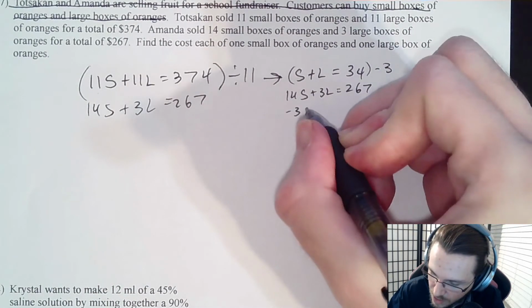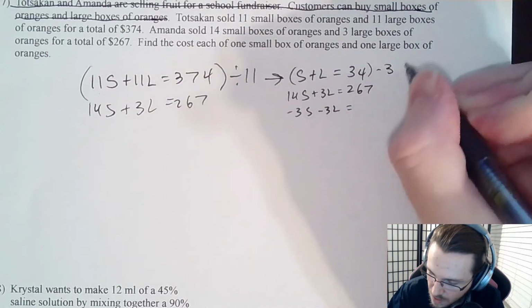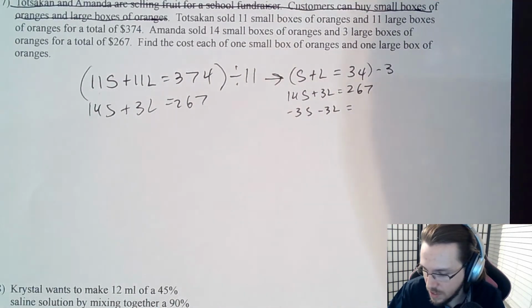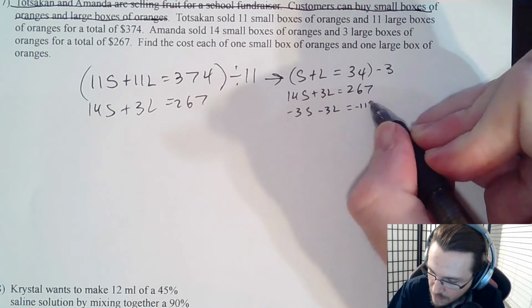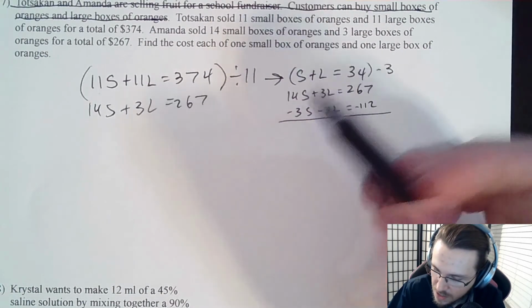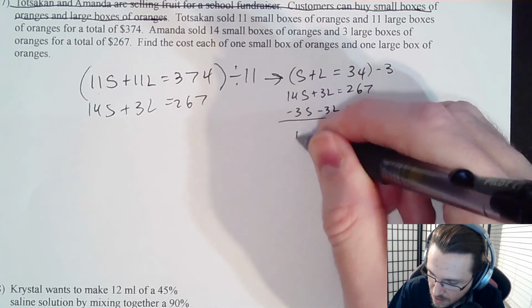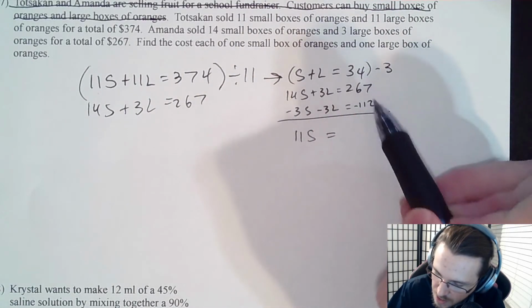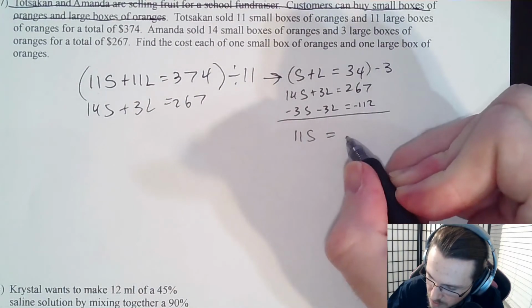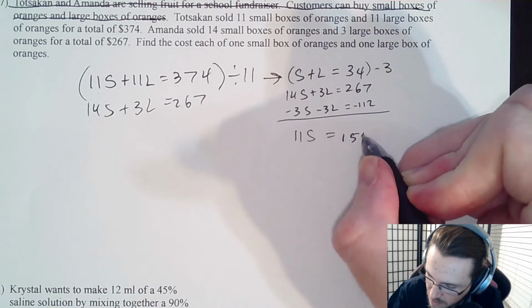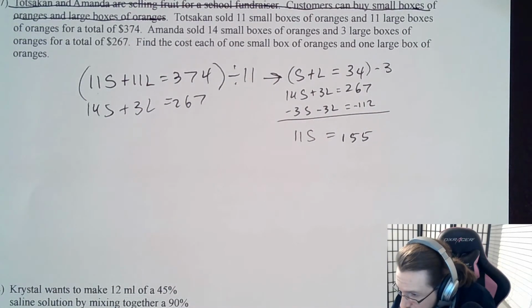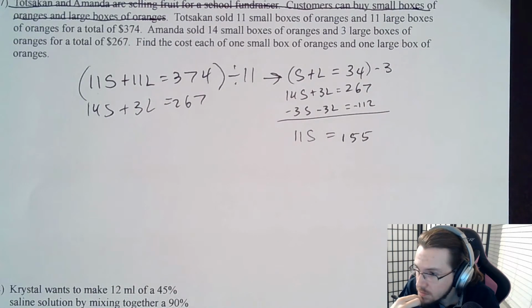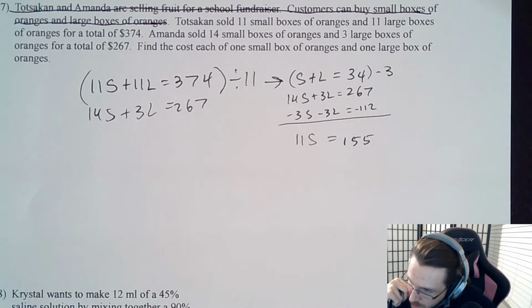So we'll have -3S minus 3L equals, and then 3 times 34, that's 90 and 12 is 112, negative. 14S minus 3S is 11S. That's 0, it cancels out. And 267 minus 112 is going to be 155. Did I do that right? I feel like I did that wrong because that doesn't come out nice and neat. Man, what did I do?